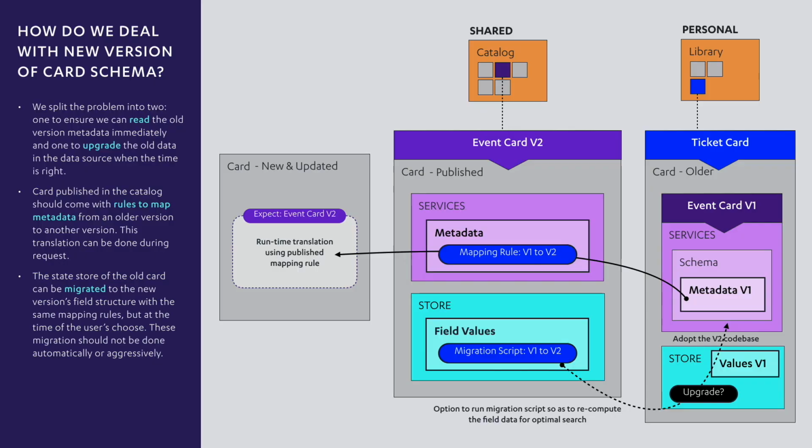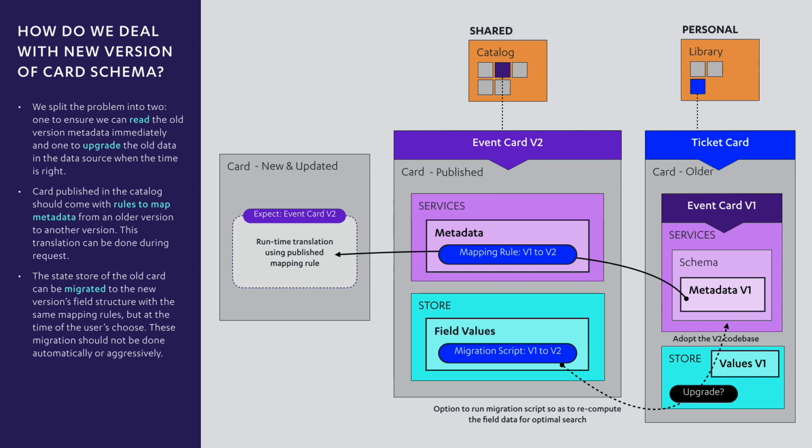We can go and look and say, hey, since you adopted the event card V1 like 2 years ago, let me see if the event card author, the person who wrote event card, has a translator. Maybe they upgraded to version 2, and in version 2 they're including a mapping rule that if you ever encounter a card that has the facade of event card 1.0, you're in luck.